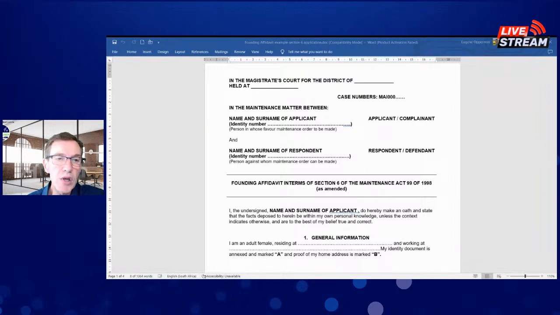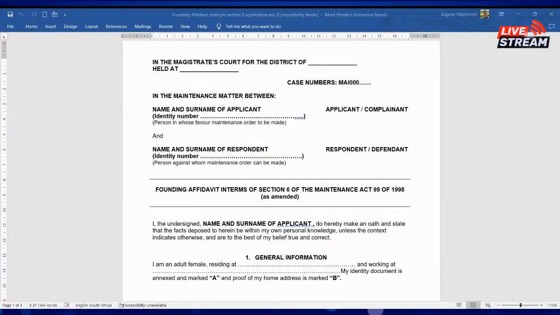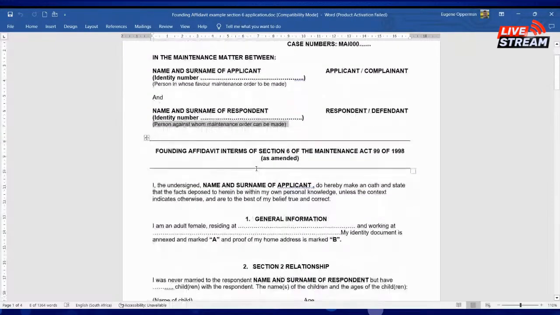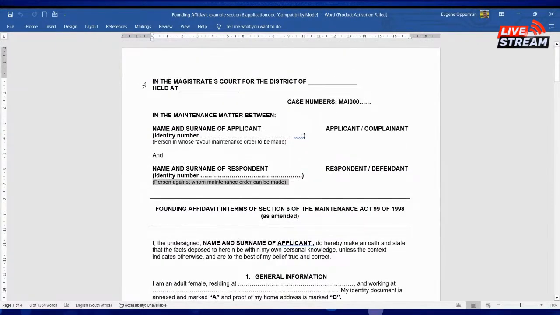So if we look at a simple affidavit, and this is a standard affidavit that we sometimes use, I'm just going to run through it quite fast because it's not difficult. The template will be available in the resource handout section of the link, so you can download it and use it. You can simply mark it "in the Magistrate's Court for the district of", and then the district or magistrate court where you lodge your application. You can fill that in, or leave it empty and the maintenance officer can fill it in.